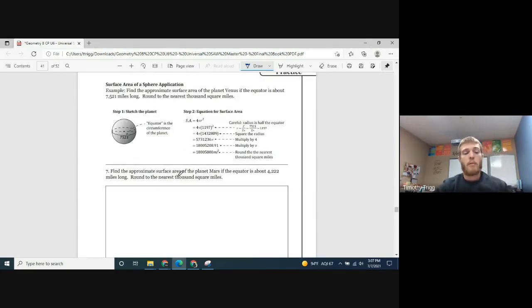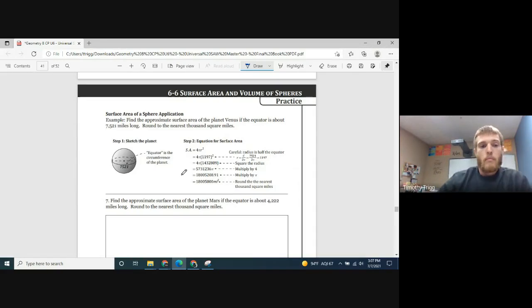Okay, last problem. Let's take a look at this one here. It says surface area of a sphere application. Example: find the approximate surface area of the planet Venus if the equator is about 7,521 miles long. Round your answer to the nearest square mile. What they're giving you here, they're not giving you the radius. They're giving you the equator.